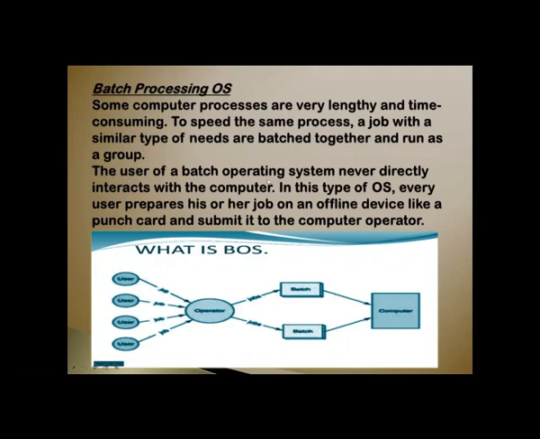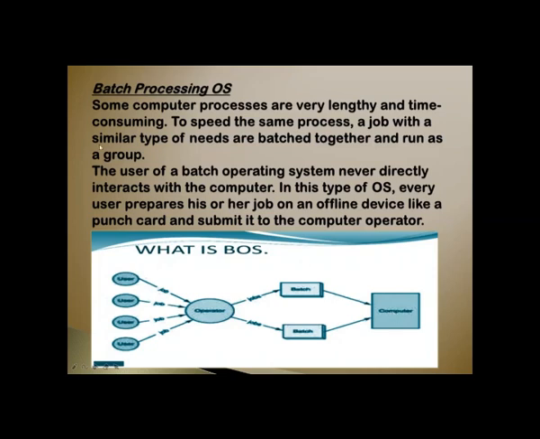The user of a batch operating system never directly interacts with the computer. In this type of operating system, every user prepares his or her job on an offline device like a punch card and submits it to the computer operator. As you see in the diagram here, these are the different jobs given by different users and they go to the operator. The operator then sends them in batches to the computer, right?